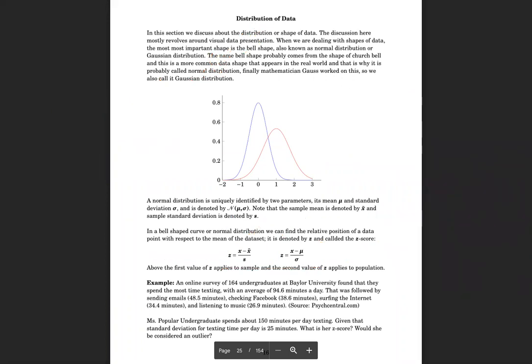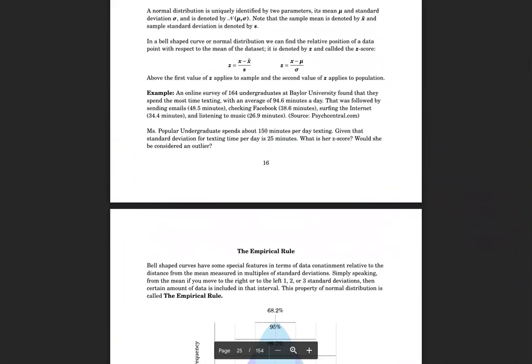Now, let's talk about this example. An online survey of 164 undergraduates at Baylor University found that they spent the most time texting, with an average of 94.6 minutes a day. That's a lot of time for texting. That was followed by sending emails, which is 48.5, and checking Facebook, 38, all of these things. You can read it up. Miss Popular undergraduate spends about 150 minutes per day texting. Given that the standard deviation for the texting time per day is 25 minutes, what is her z-score?